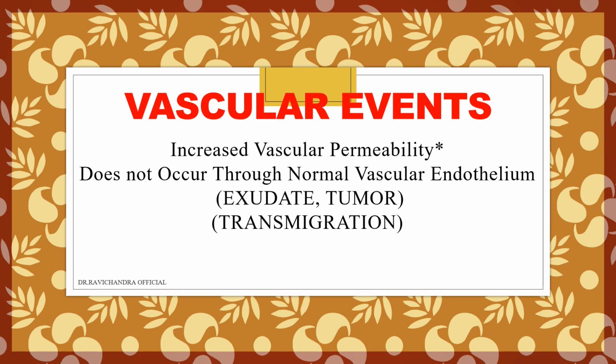Increased vascular permeability is the main or characteristic vascular event in inflammation. It does not occur through normal vascular endothelium. It results in leakage of the proteins, high proteins. So it is an exudate resulting in swelling, tumor, cardinal sign of inflammation. There will be transmigration.